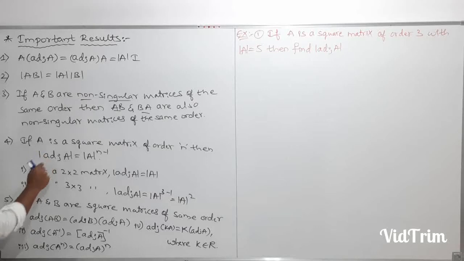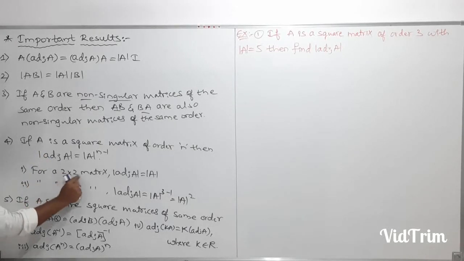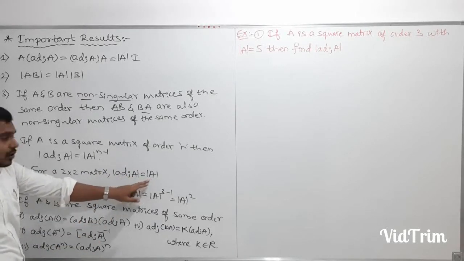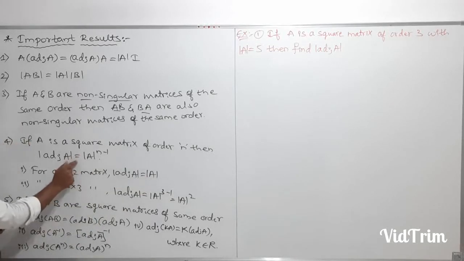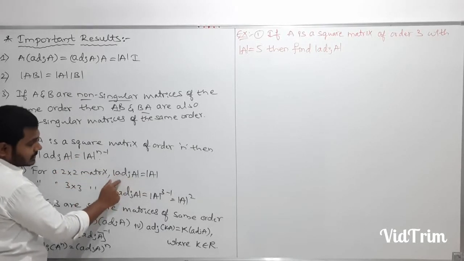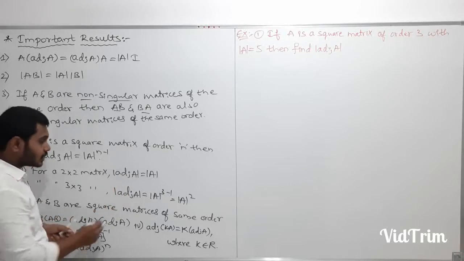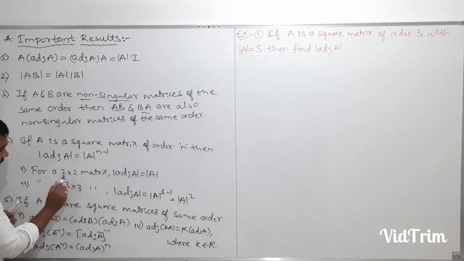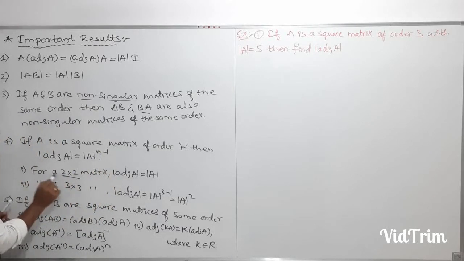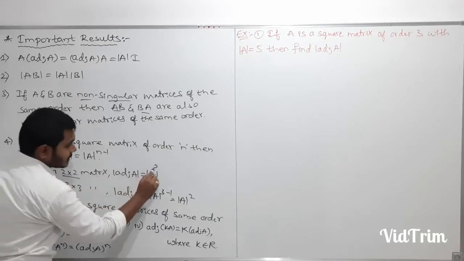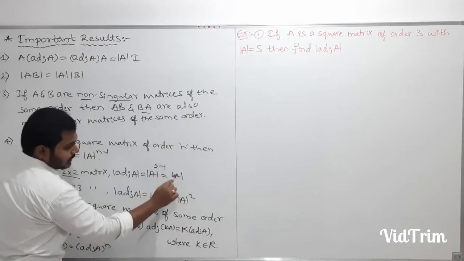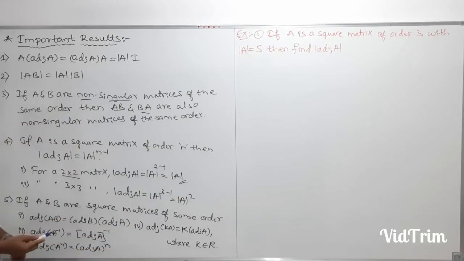In particular, for a matrix of the order 2 cross 2, determinant of adjoint of A is equal to determinant of A whole to the power n minus 1. Here n value is 2, so that is 2 minus 1, which is 1. So I can write it as determinant of A.